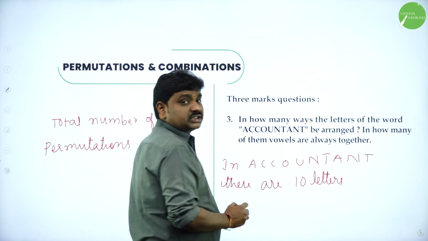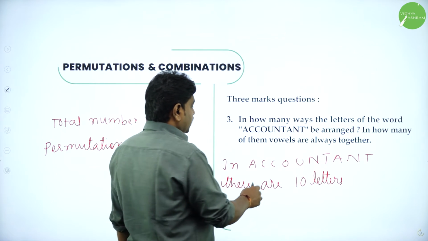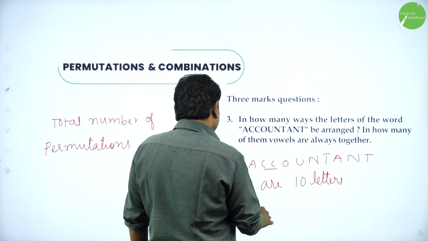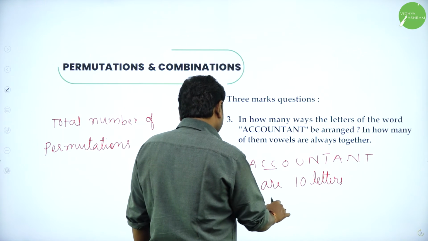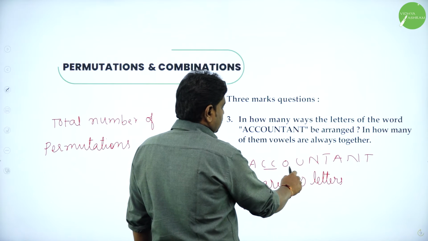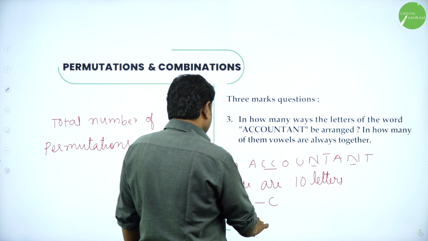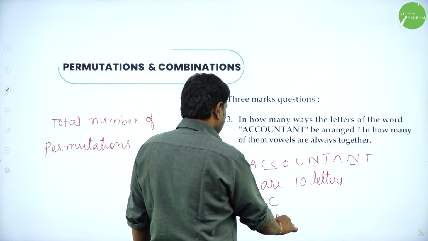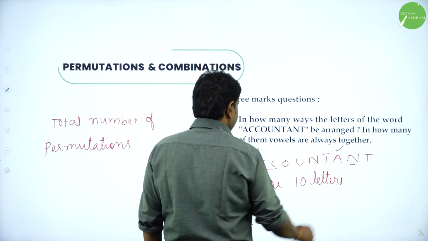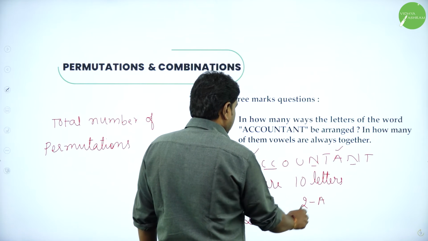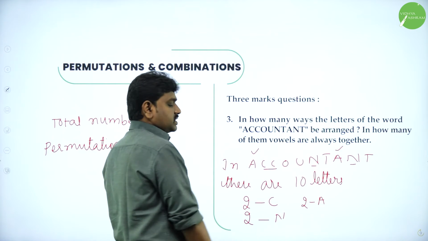In the 10 letters, we have repeated letters. C is repeated 2 times, so we have 2 C's. And O is not repeated. N is repeated 2 times, we have 2 N's. And also A is repeated 2 times, we have 2 A's. So 2 A's, 2 C's, 2 N's.